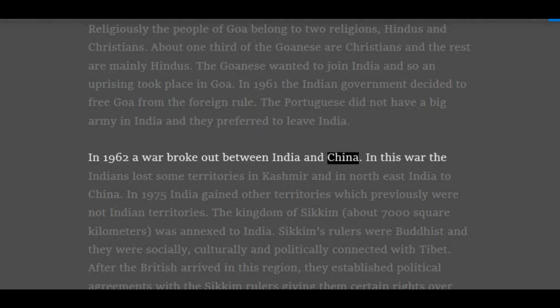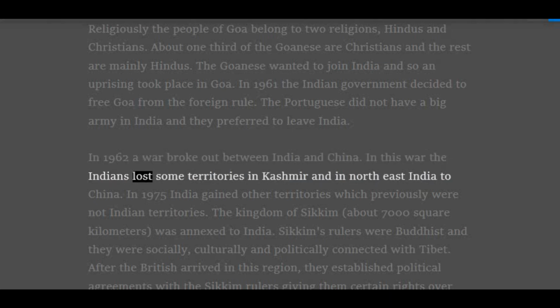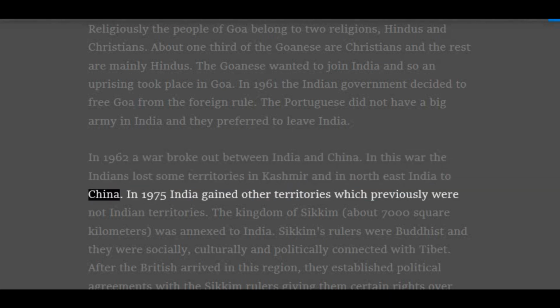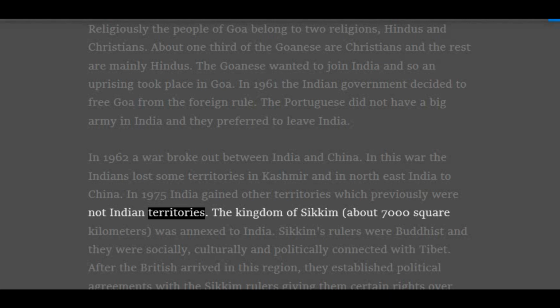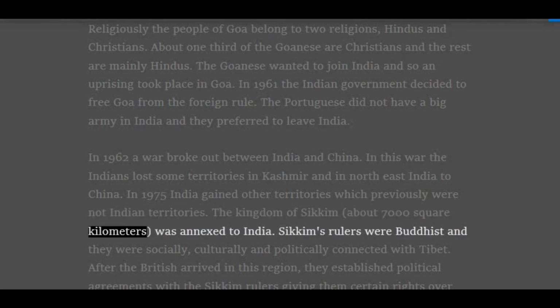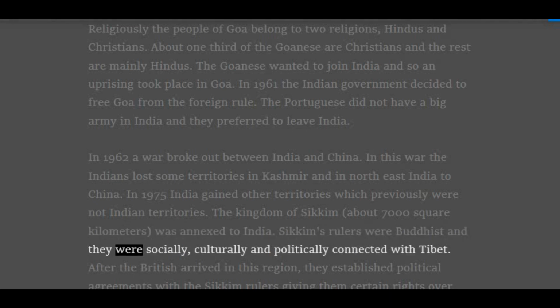In 1962 a war broke out between India and China. In this war the Indians lost some territories in Kashmir and in northeast India to China. In 1975 India gained other territories which previously were not Indian territories. The Kingdom of Sikkim, about 7,000 square kilometers, was annexed to India.